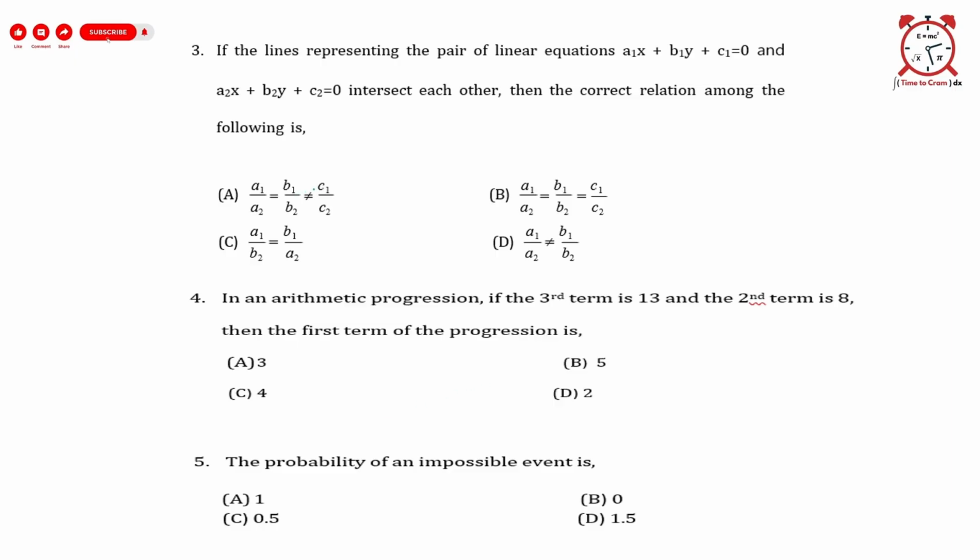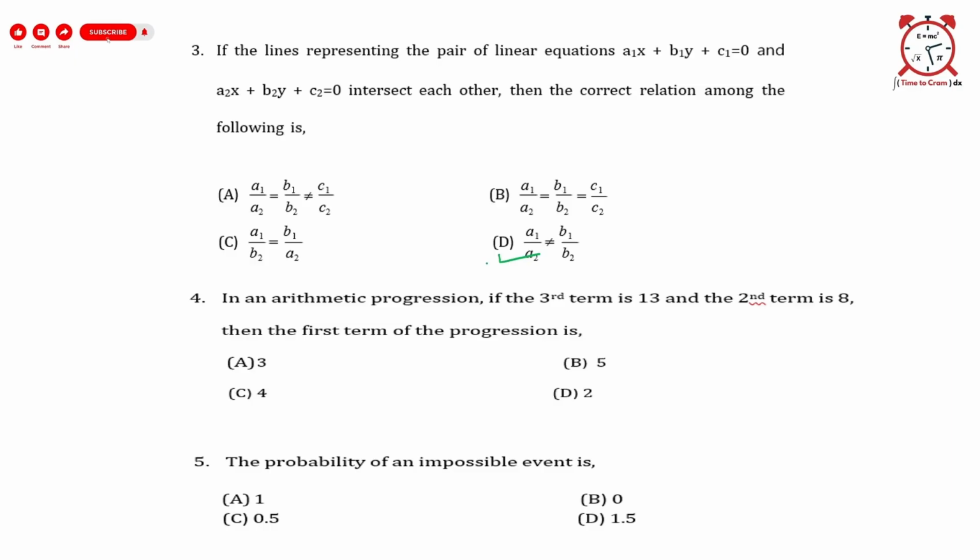Next question, question number 3. The lines representing the pair of linear equations a1x plus b1y plus c1 equal to 0 and a2x plus b2y plus c2 equal to 0 intersect each other, then the correct relation among the following is dash. So they are intersecting each other, so they have a unique solution and the answer is D. A1 upon A2 is not equal to B1 upon B2. The ratios are not equal for A1, A2 and B1, B2.